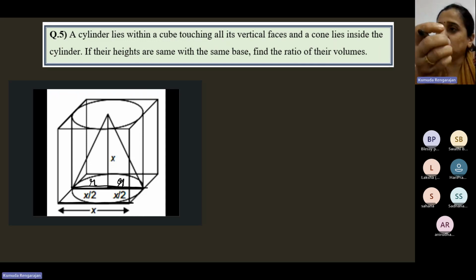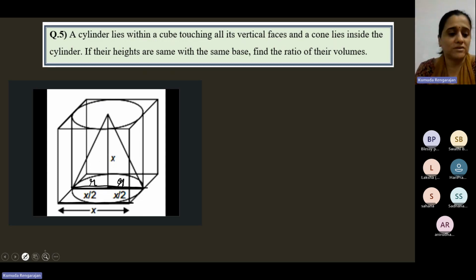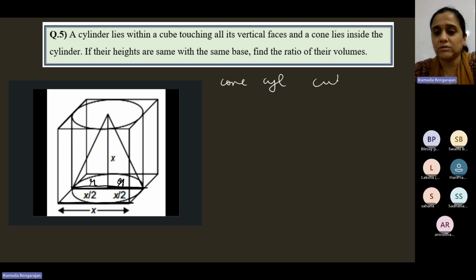Then what is the height of the cone? 2r. What's the height of the cylinder? 2r, because all of them have the same height. So now we have cone, we have cylinder, we have cube.